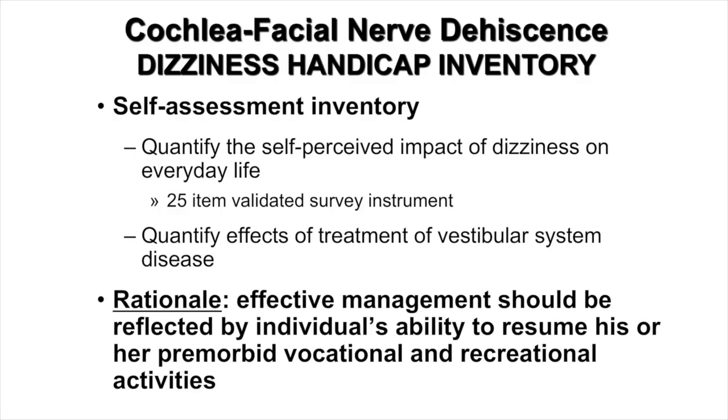Another way to measure the impact of the vestibular dysfunction and also the headaches before and after surgery is the use of the dizziness handicap inventory and also the headache impact test. The dizziness handicap inventory is a 25-item validated survey instrument that is used to quantify the self-perceived impact of dizziness on everyday life. This questionnaire was also designed to quantify the effects of treatment of vestibular system disease. The rationale for this instrument is that effective management should be reflected by an individual's ability to resume his or her premorbid vocational and recreational activities.